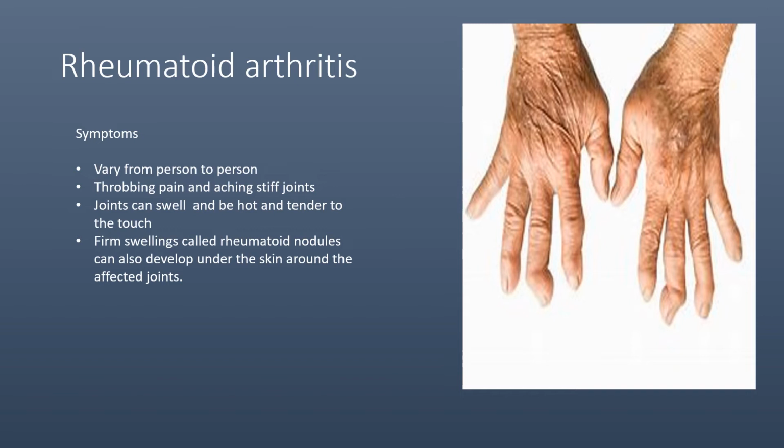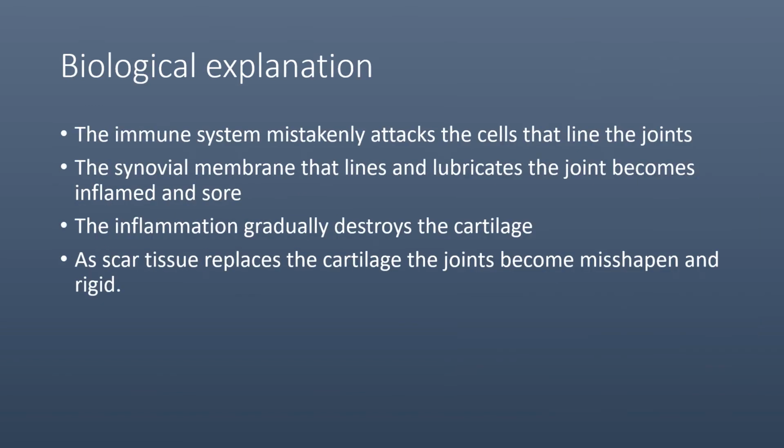Firm swellings called rheumatoid nodules can also develop under the skin around the affected joints. You may also notice that there may be some disfigurement of the hand. So what's happening? What causes it?